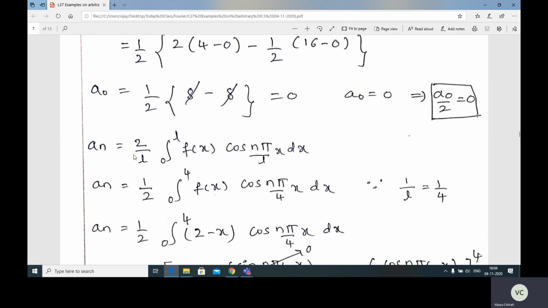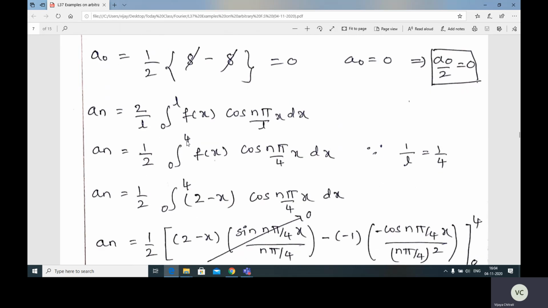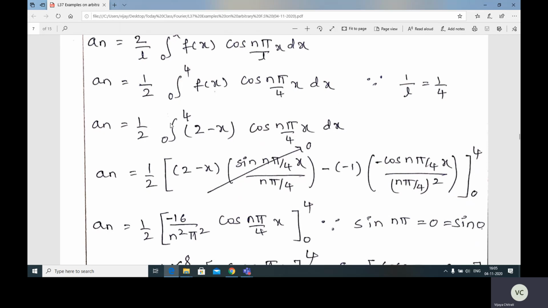Now find an. an = 2/l ∫ from 0 to l f(x) cos(nπx/l) dx. So l is 4; substituting 2/4 gives 1/2, the 2 ones are 2 twos are, ∫ from 0 to 4 f(x) cos(nπx/4) dx. Now in this interval 0 to 4, f(x) is 2 − x. So substitute the function 2 − x. Next step: an = 1/2 ∫ from 0 to 4 (2 − x) cos(nπx/4) dx.